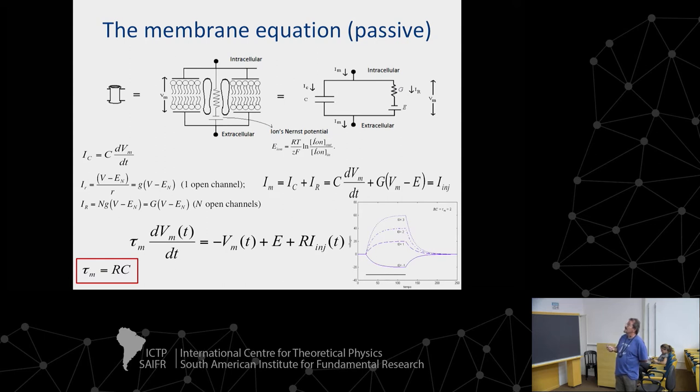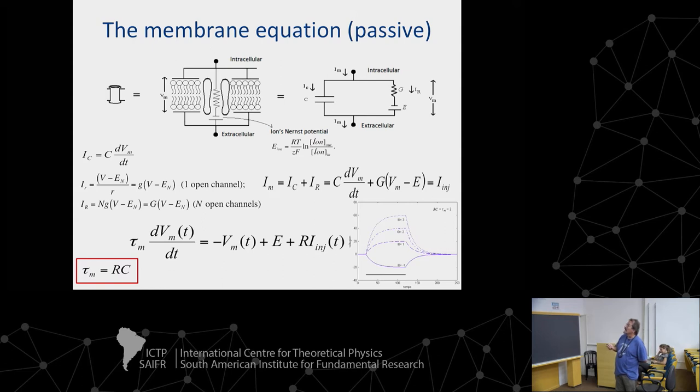So this is the circuit model. This is the circuit without the biological part in it. So it's just a capacitor in parallel with a conductance or resistance, if you want, in parallel with the battery here. And the Vm is the membrane voltage from the intracellular to extracellular space. Extracellular space is assumed to be zero, so the voltage is V intracellular minus V extracellular. And there's current flowing across the membrane.